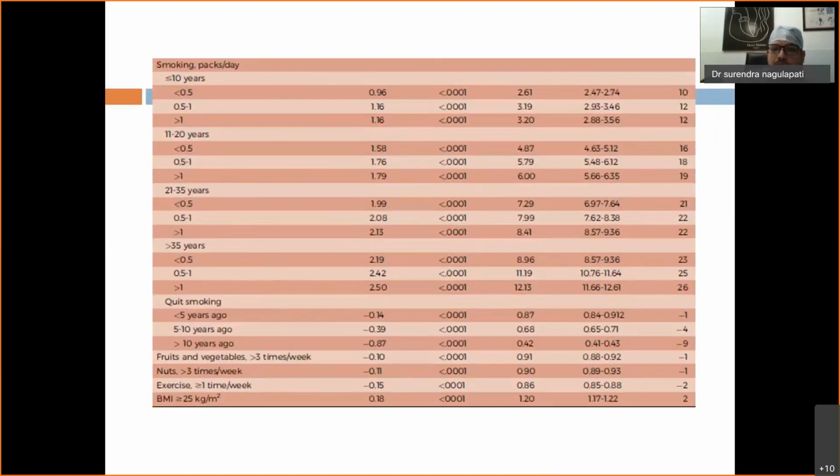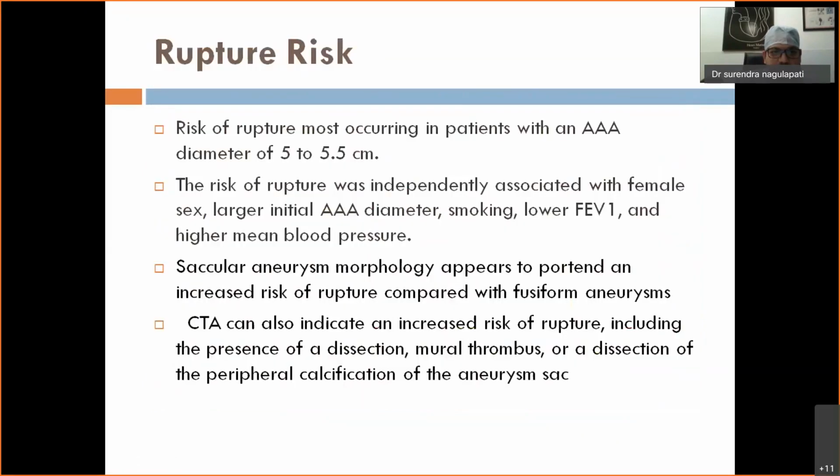And this is smoking. As far as smoking is concerned, for number of pack years and duration, smoking for less than 10 years and less than 0.5 pack years shows less risk. With increased smoking, for 11 to 20 years and more than 35 years, there is a significant increase in the development of abdominal aortic aneurysm. For those who quit smoking less than 5 years ago, the risk is -1, 5 to 10 years ago it is -4, and more than 10 years ago it is -9. Eating fresh fruits and vegetables more than 3 times a week is a good factor, and exercising regularly more than 1 time a week is also negative for risk.